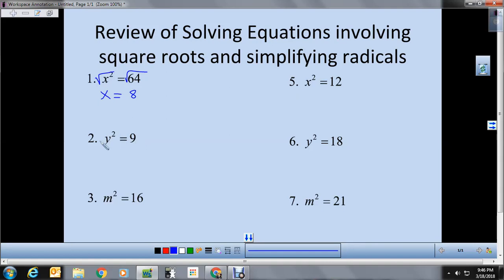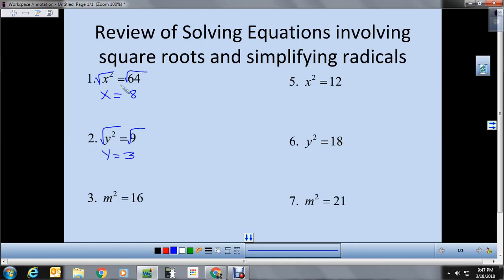So let's look at example 2. Y squared equals 9. Take the square root of both sides. When you do one thing to one side, you have to do it to the other, so y equals the square root of 9. Number 3. Y equals 3.